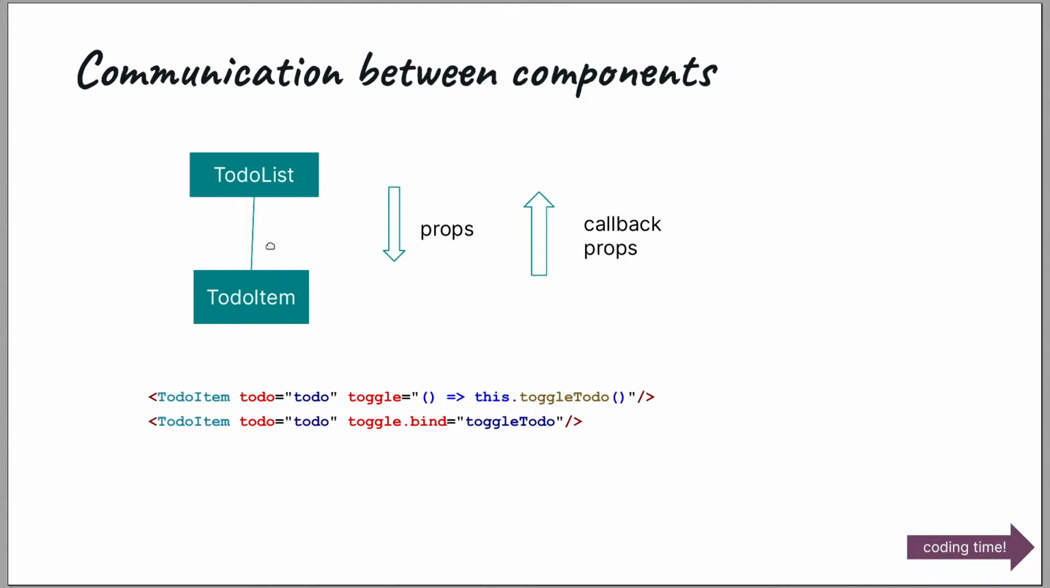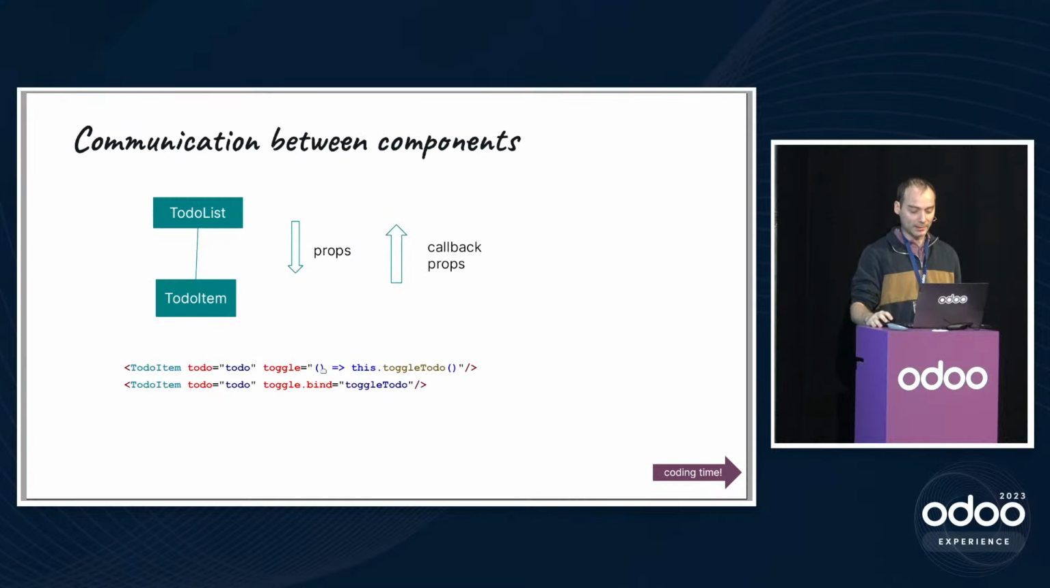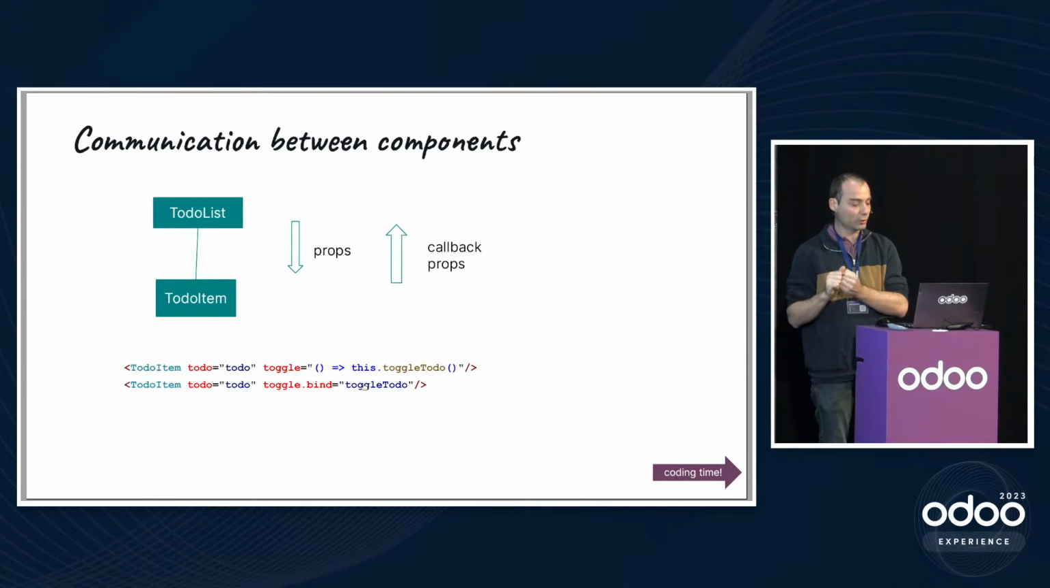So the idea is that the parent component gives to its child component a function, and that the child component can call that function whenever it wants to. So this is the way you can do it. You can either use a JavaScript expression, in this case a lambda function, or you can use a special .bind suffix. I don't want to get into that too much, but basically we send a bound version of the toggle to-do method to the child component.